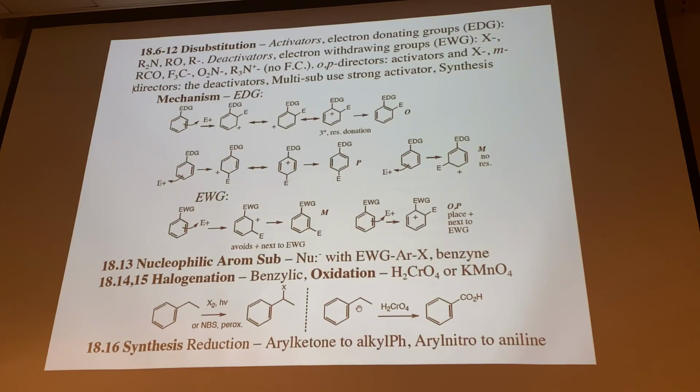We can also take an alkyl benzene and treat it with chromic acid. Now again, this is not sulfuric acid. This is not HCl. This is chromic acid.